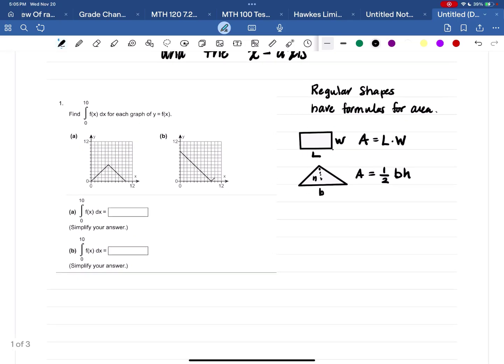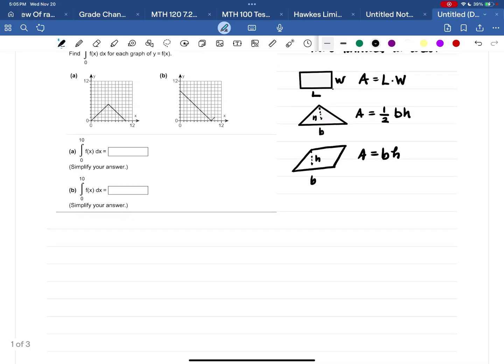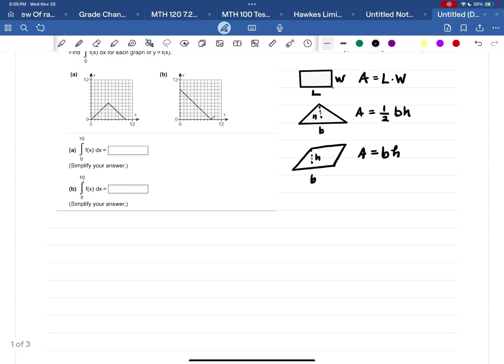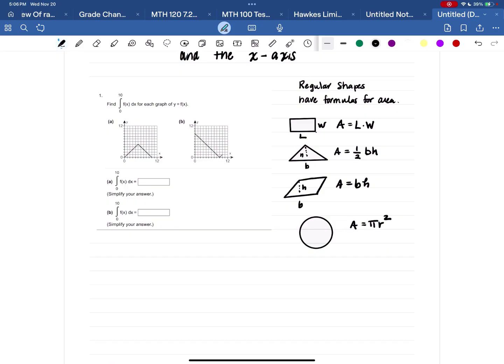There are other shapes. There's all kinds of parallelograms. The area of this is base times height. Base and height. Then you have circles. And the area of a circle is pi r squared. And there are other shapes. There's a trapezoid and a rhombus and other things. But these are what we consider regular shapes, and they have formulas for area.